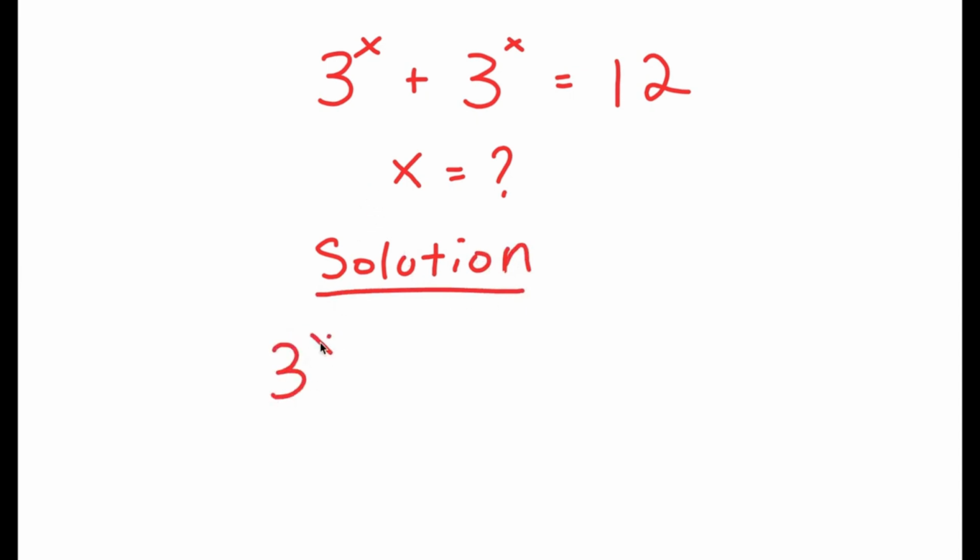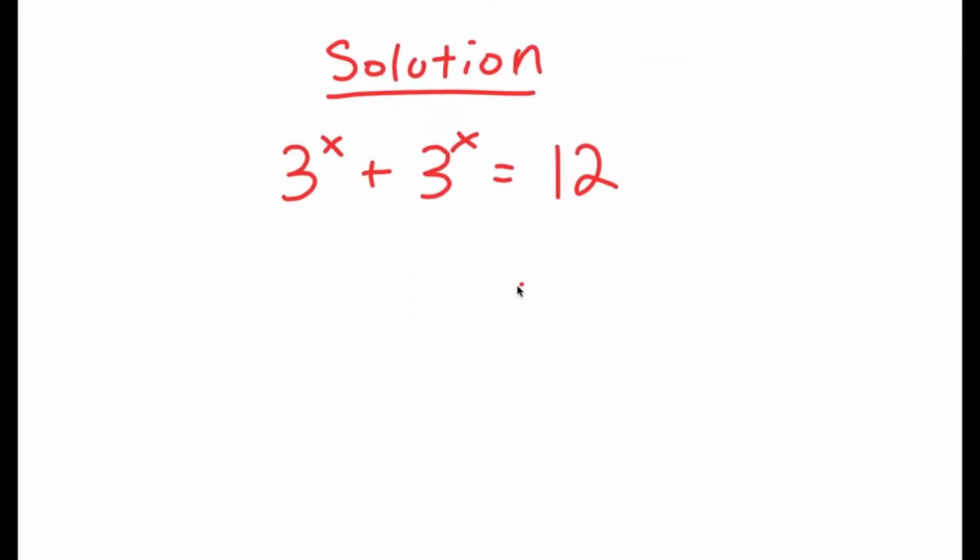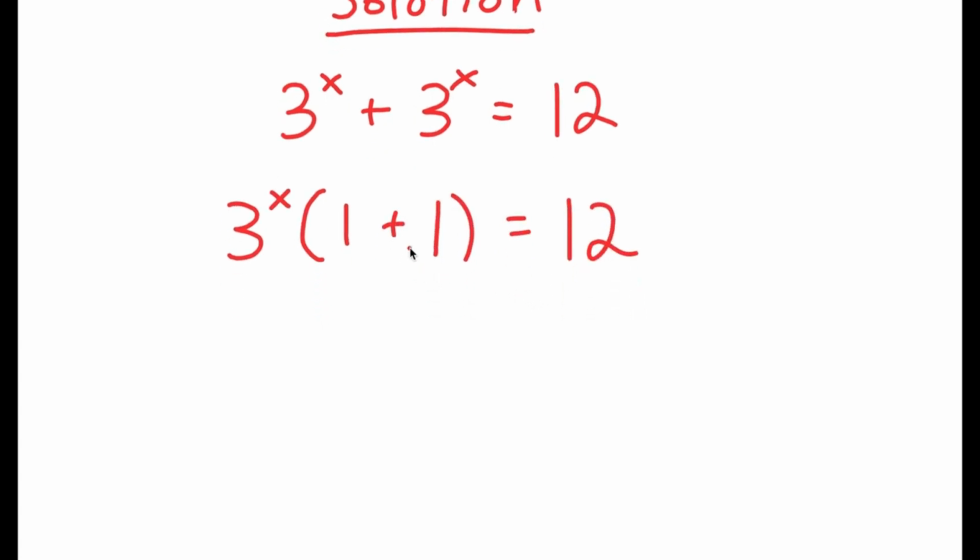So I have 3 to the power of x plus 3 to the power of x is equal to 12. And what I'm first going to do is factor out 3 to the power of x. So I get 3 to the power of x times 1 plus 1 is equal to 12. Now 1 plus 1 is 2, so I get 3 to the power of x times 2 is equal to 12.